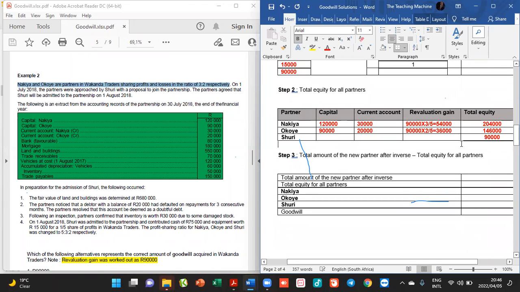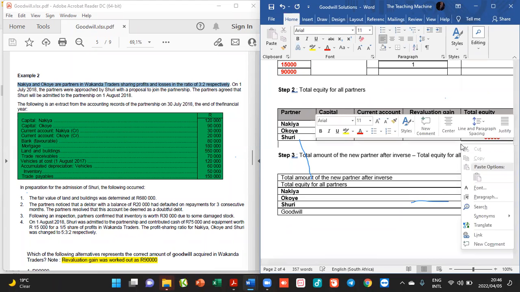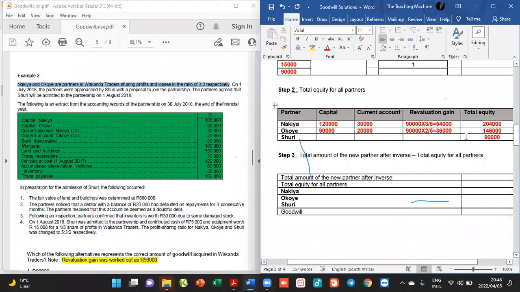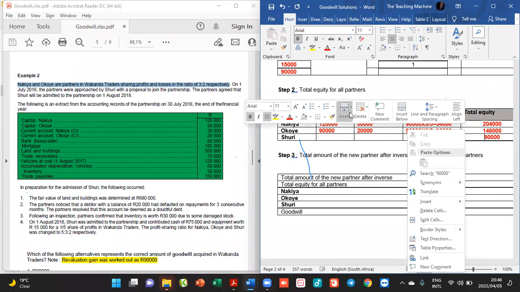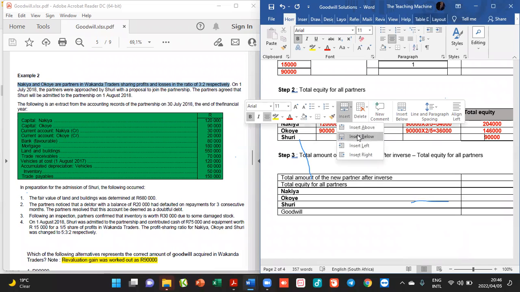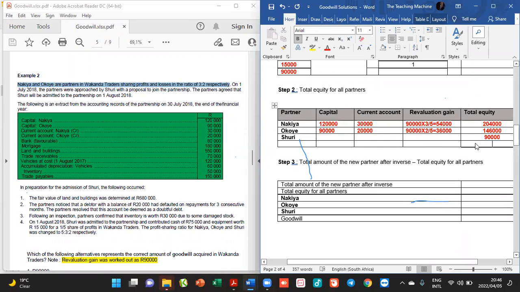We need to sum up the total of the equity. Let me add here, below. How much is 204 plus 146 plus 90,000? 440,000. But I heard someone saying it's 400,000. Is it 440 or 400? 440,000. Now, check what's going to happen.